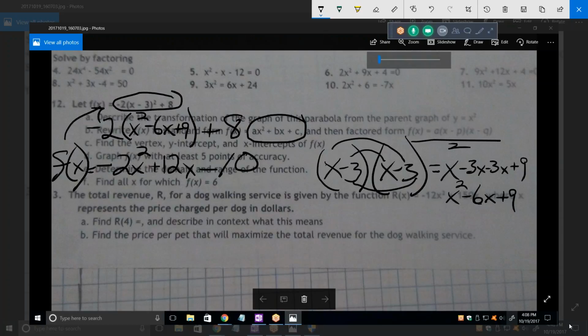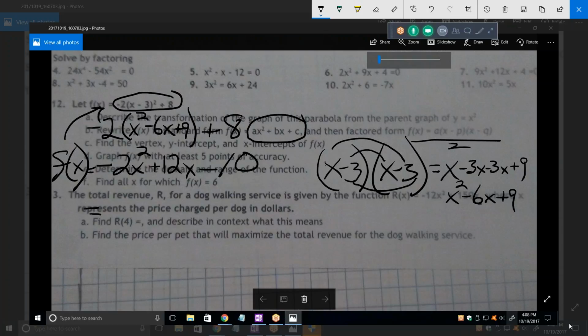And the beauty is, all 3 of them have an advantage. The vertex format tells you exactly where the vertex is. If you can get it into x-intercept format, then you know where the 2 x-intercepts are, and that tells you an awful lot also. So let's try to factor this thing.